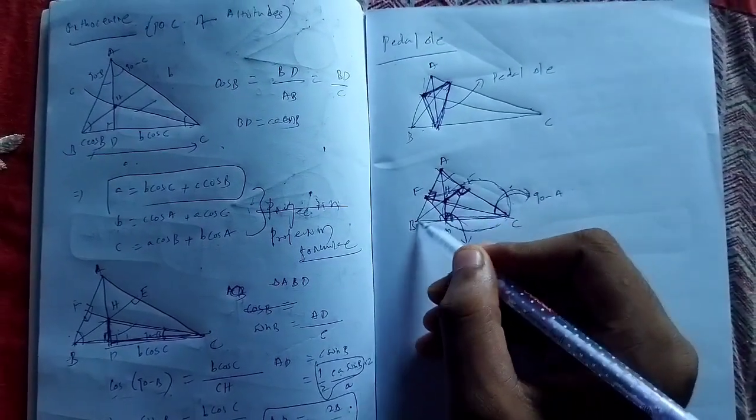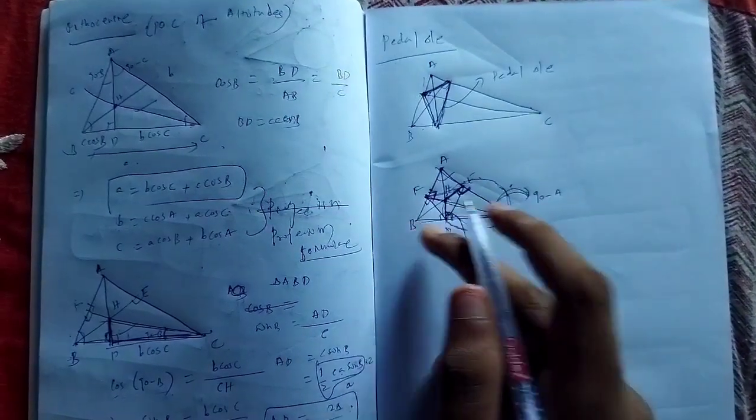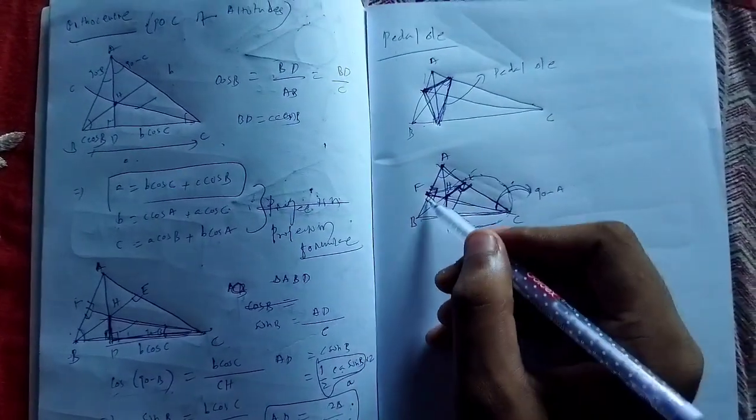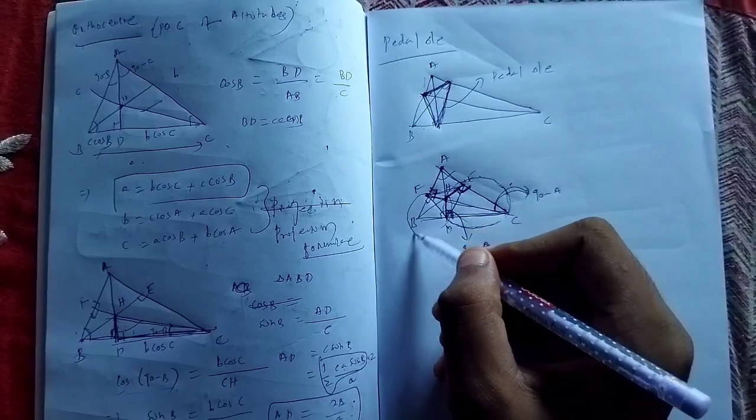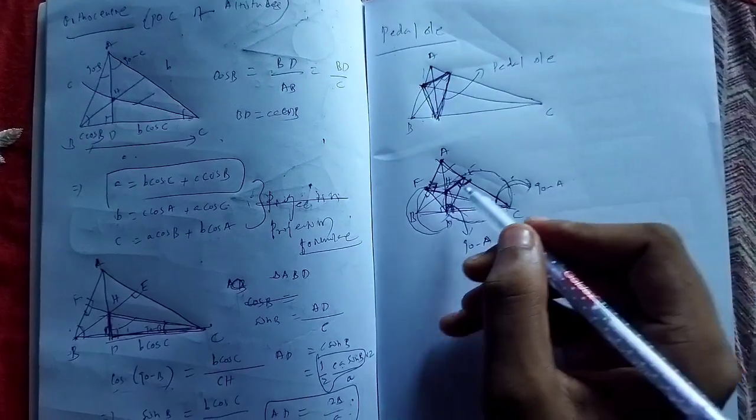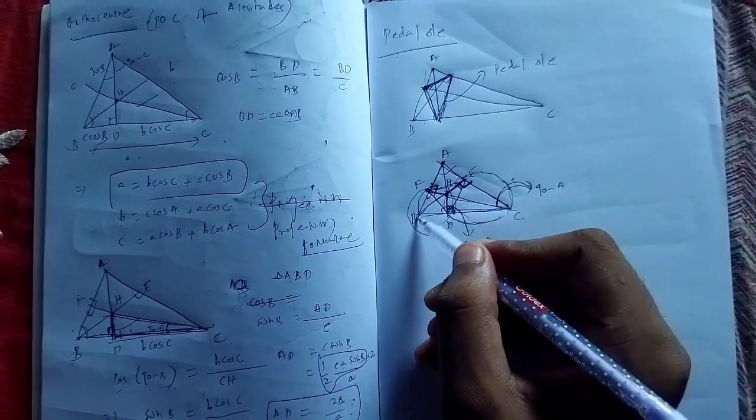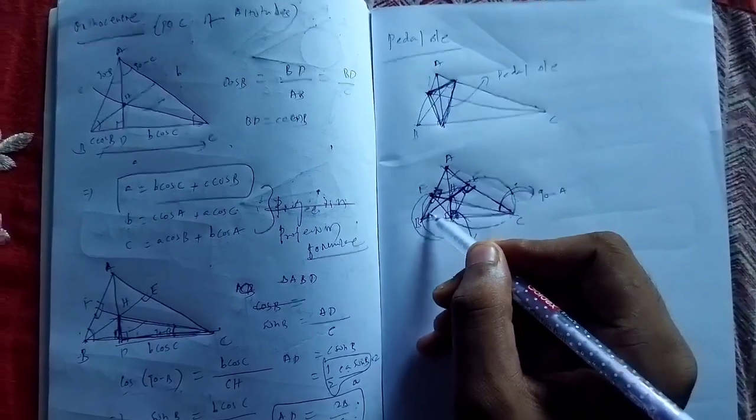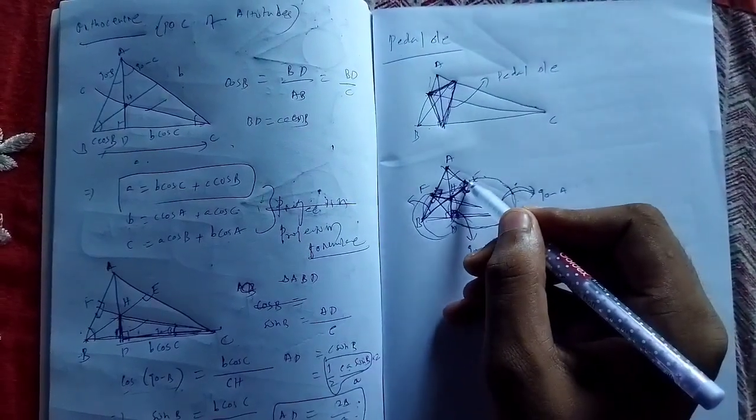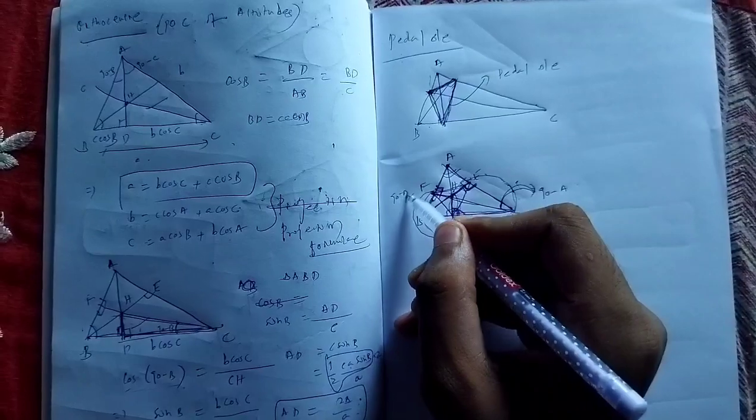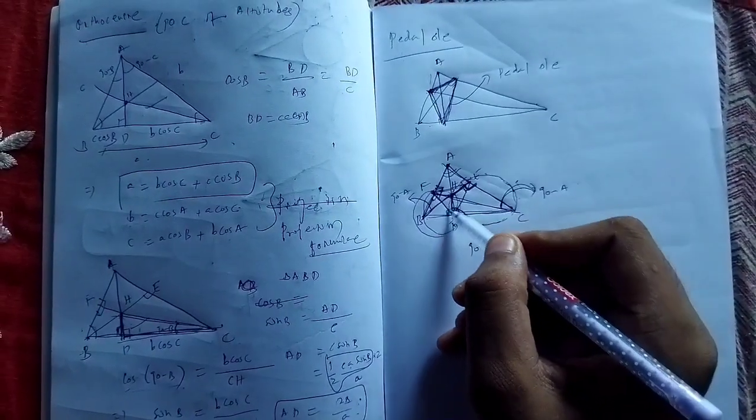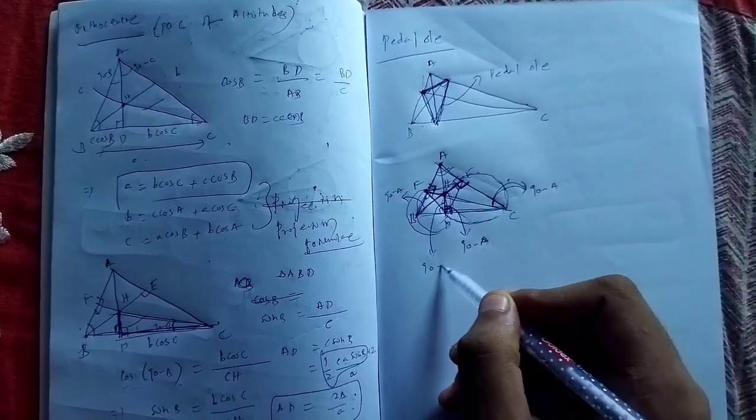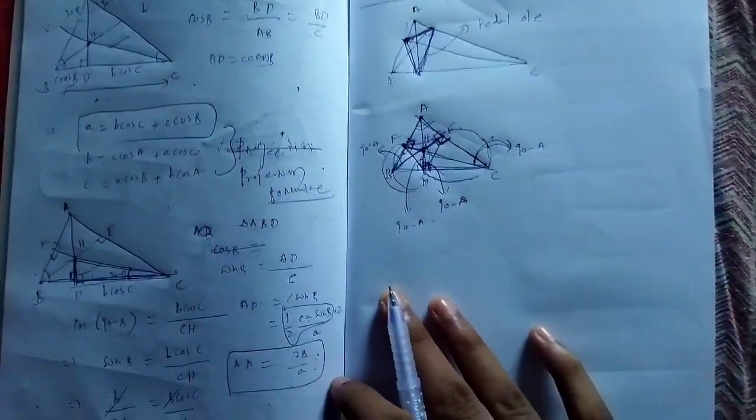Similarly, this quadrilateral BDHF is also a cyclic quadrilateral, and this is a chord. As this is 90 and this is 90 minus A, this angle would be 90 minus A. I think you got it.